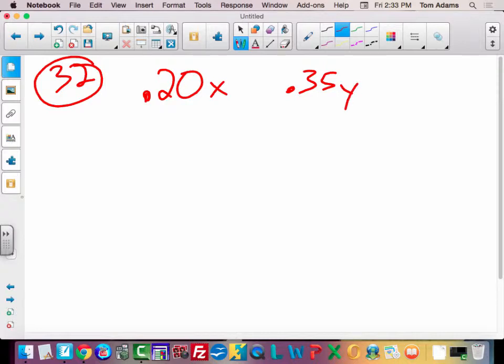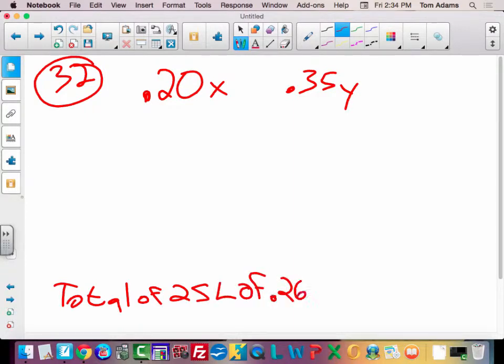All right, you guys are doing good so far. How much 20% acid and how much 35% acid to prepare a total of 25 liters of 26% acid? So hold on, I'm going to help you guys. At the end, we want a total of 25 liters of 0.26 solution. So we have 2 unknowns, and when I add this stuff up together, I'm supposed to get 0.26 times 25.